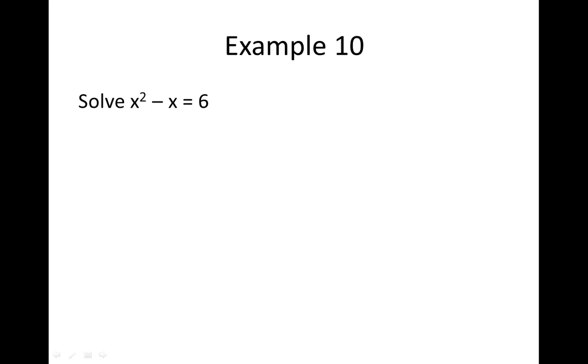Okay, I believe this is the last one. X squared minus x equals 6. Step 1, set this to 0. So subtract 6 from both sides, you get x squared minus x minus 6 equals 0. Step 2, factor.